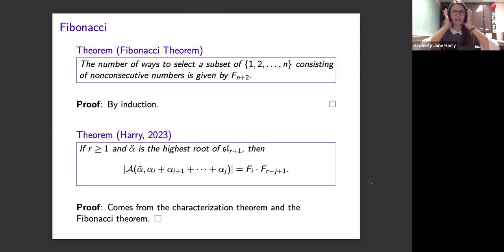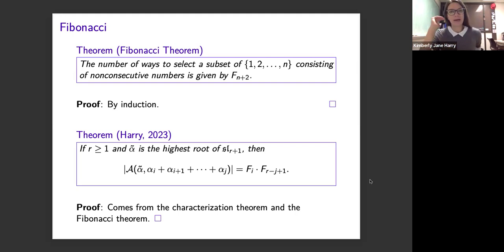And then lastly, before I can prove my Fibonacci theorem, I have to know the number of ways of selecting subsets from 1 to n consisting of non-consecutive numbers. And this is a theorem, I call it my Fibonacci theorem, but it really just means the number of ways to do that is the n plus 2 Fibonacci number. And this is an induction proof. So you prove the number of ways of selecting it non-consecutively, and you find that it is a Fibonacci number.